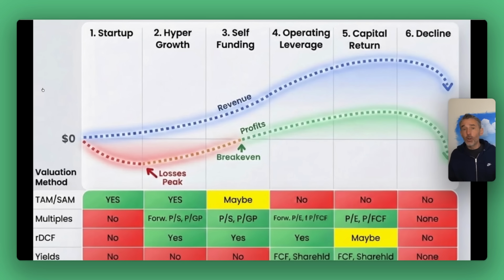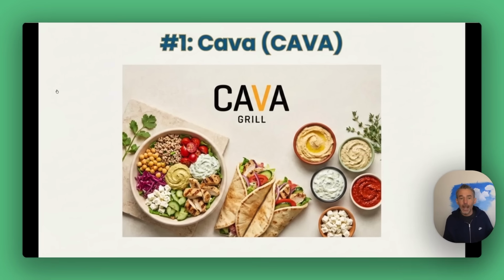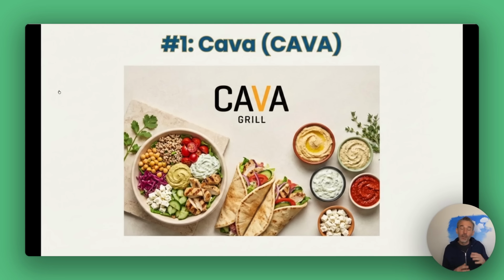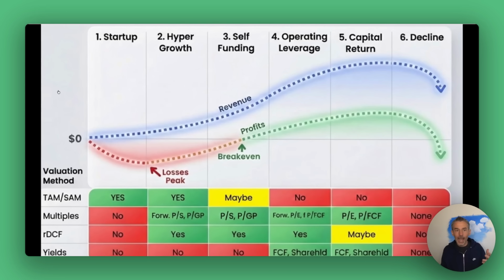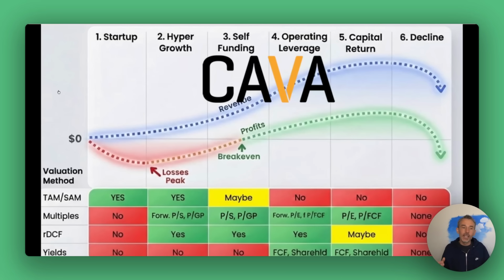So I'm going to go through the 5 companies that were the cheapest. I'm going to show you which one of these tools I used to do that, and I'm going to go through the list in alphabetical order. So let's start out with number 1, which is Cava. And if you're unfamiliar with Cava, the quick elevator pitch is this is like Chipotle Mexican Grill only for Mediterranean food.